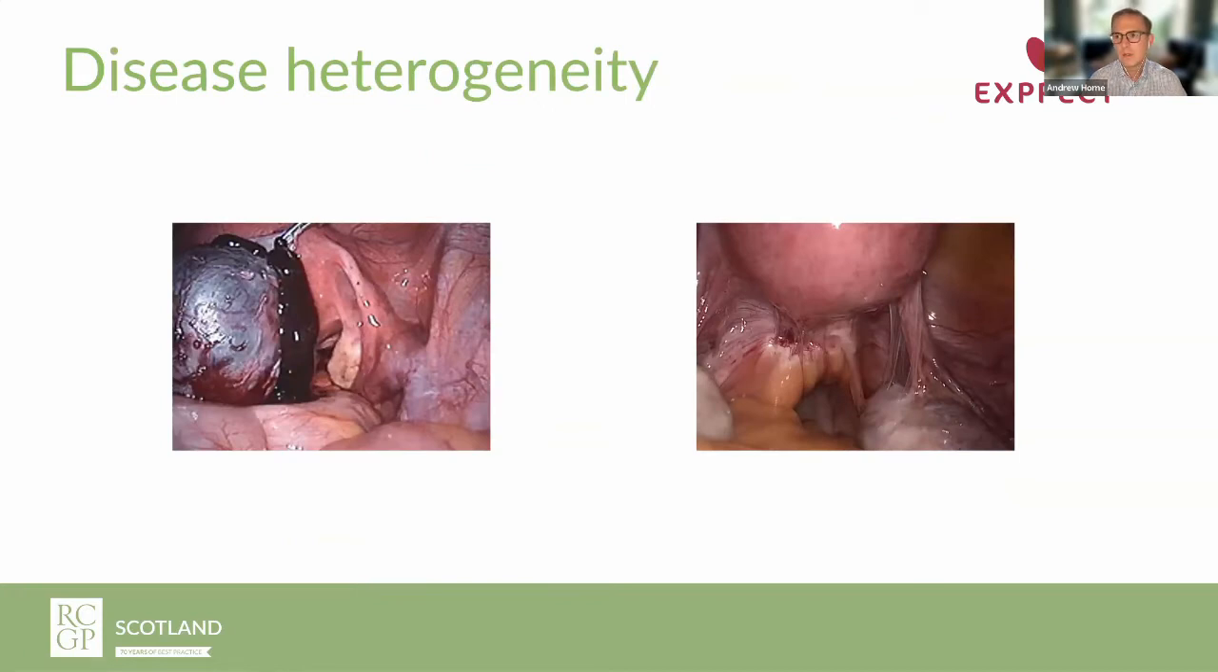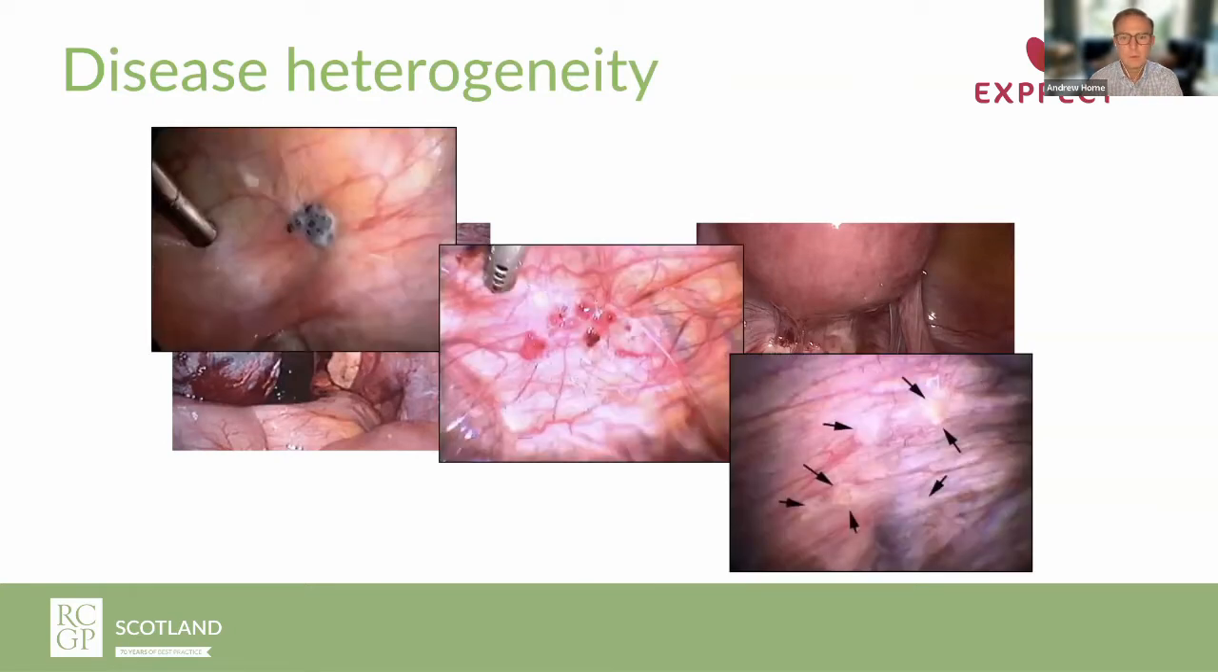Endometriosis, however, is very heterogeneous. As I've said, there are these 3 subtypes, but even within the peritoneal subtype, you see different appearances of endometriosis. The blue-black lesions you probably remember from undergraduate textbooks, red lesions, white lesions. So very difficult to kind of classify the disease.